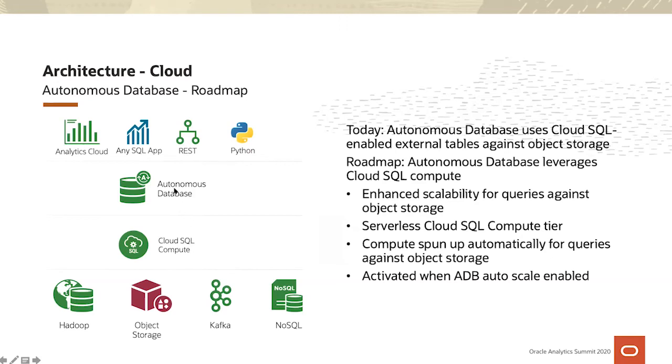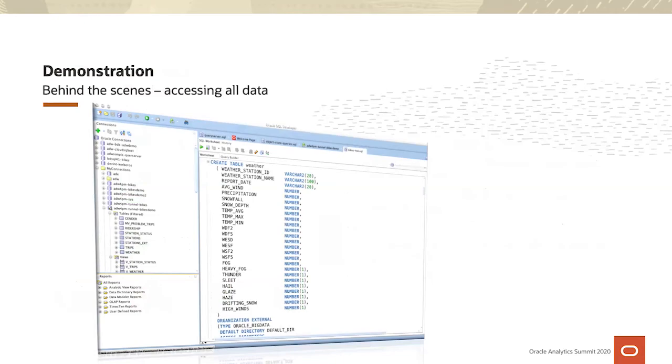So effectively, one day you'll be running queries with Autonomous against object storage, and then one day it's just going to get more scalable and faster, right? Because it's going to automatically use this Cloud SQL compute tier to scale out queries against data that's living in the object store. And that's activated when Autonomous Database autoscale is enabled, right? So that's what's coming down the line. Let's see what's going on behind the scenes.